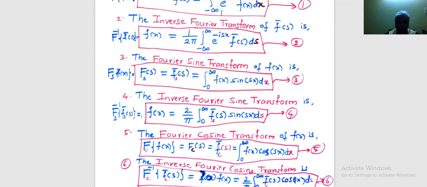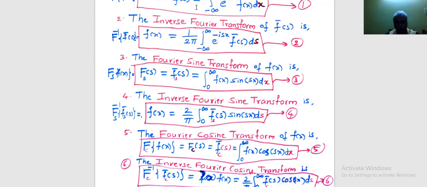For more definitions, instead of e raised to isx, if you multiply by sine and integrate between 0 to infinity, again integrating with respect to x, an s function will come out. The suffix s denotes Fourier sine transform. Instead of sine, if you use cos, you will get Fourier cosine transform. From these s functions, if you want to revert back to f of x, use these definitions as inverse Fourier sine transform. Similarly, we have the inverse Fourier cosine transform.